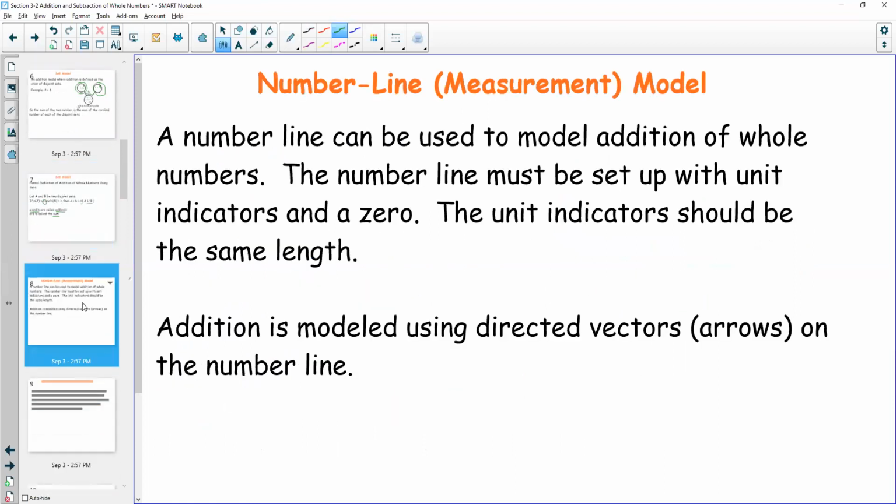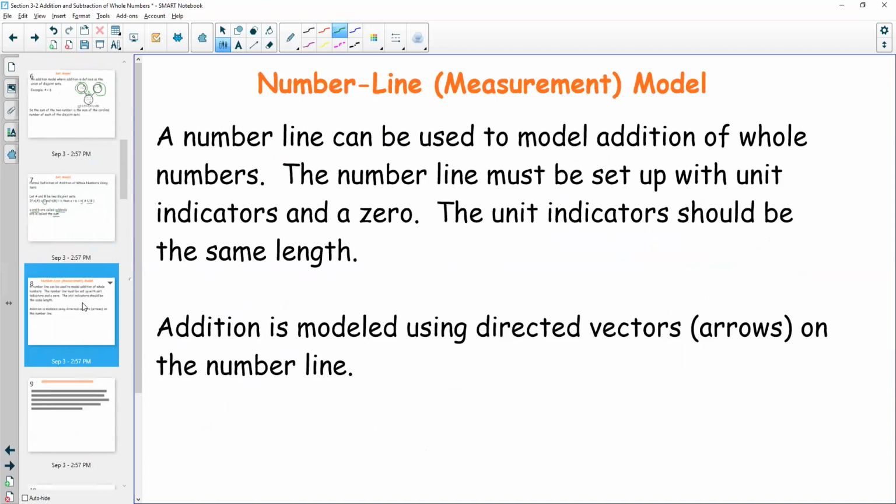The other model that's super important is a number line. Number lines carry with a kid in math from kindergarten all the way up through middle school, because you can do all kinds of math on a number line.